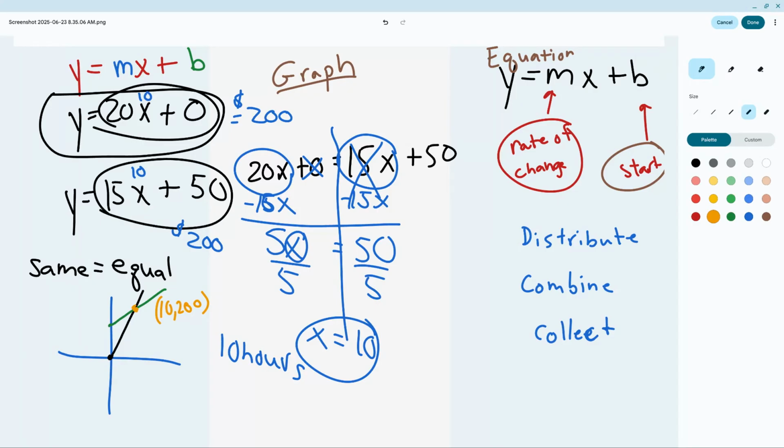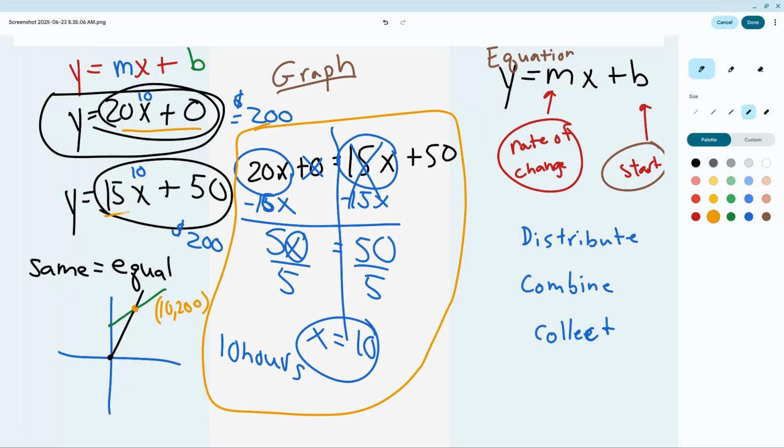So the reason why we've been learning how to solve equations with variables on both sides is they'll give you two linear equations and they'll ask you when are they the same. Well, the word same means equal, so we make them equal to each other and then we solve for x. After we find our x, we plug the x in up here, so then we can get our output over here, which is our solution.